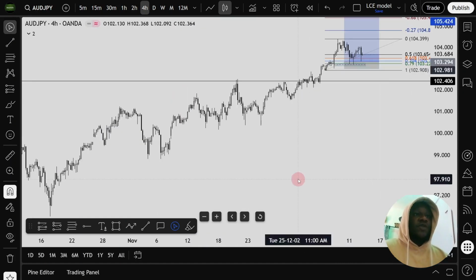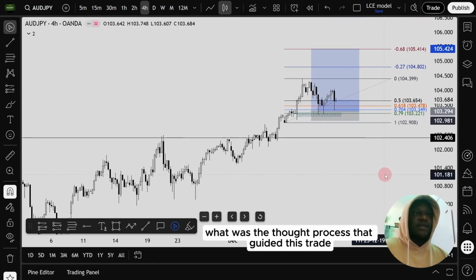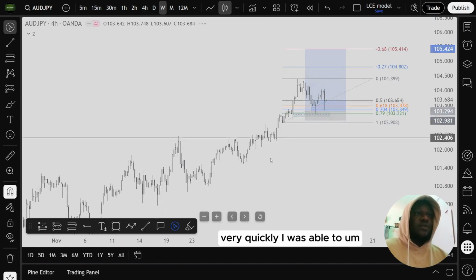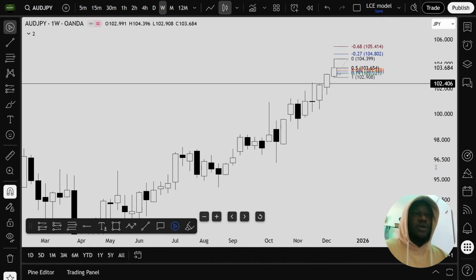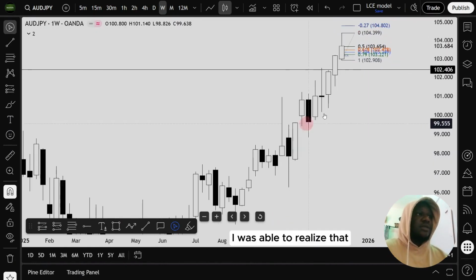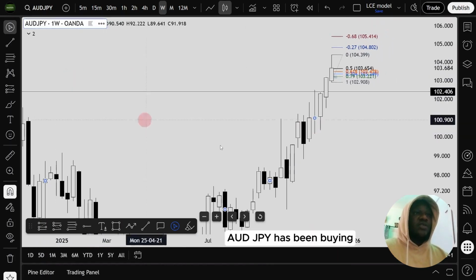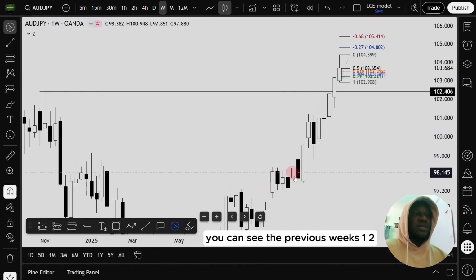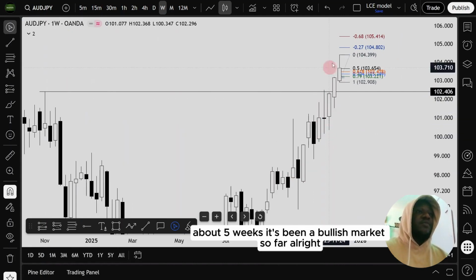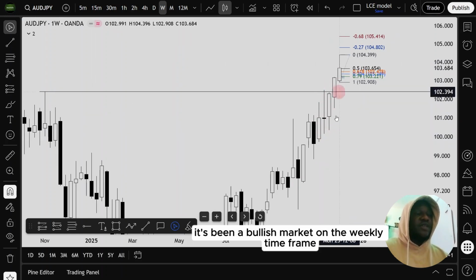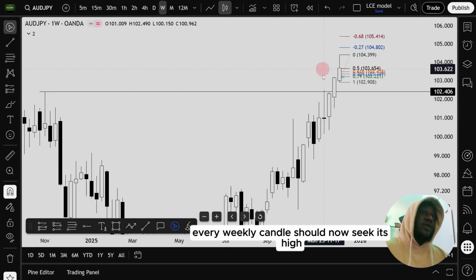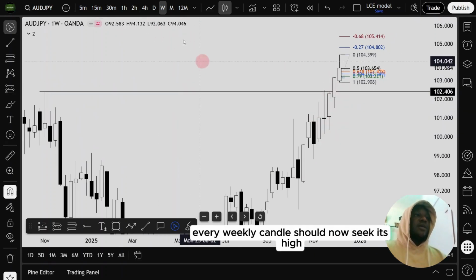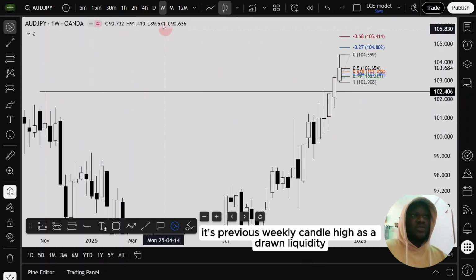So first, what was the thought process that guided this trade? Very quickly, I was able to realize that AUDJPY has been buying. You can see the previous weeks, 1, 2, 3, 4, about 5 weeks. It's been a bullish market on the weekly time frame. So what does that tell me? That tells me every weekly candle should now seek its previous weekly candle high as the drawn liquidity.